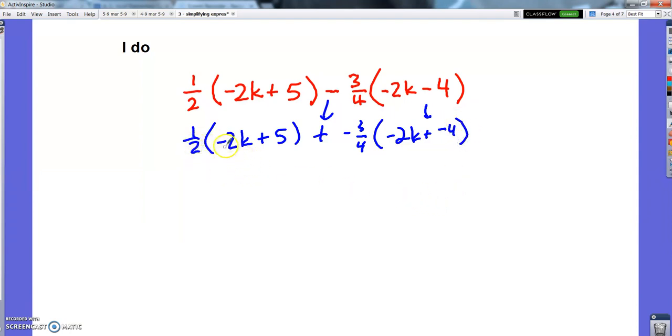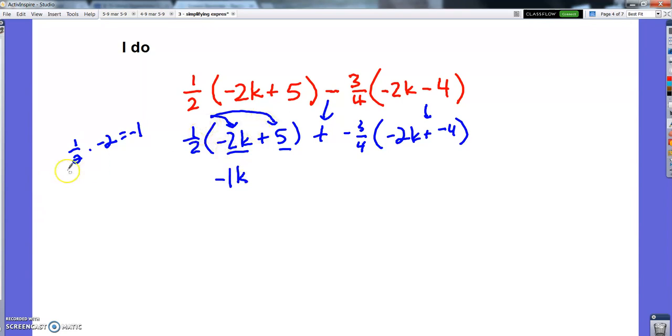So I'm going to treat this just like I would have before. If this was just a 5 out here, it would be 5 groups of this plus this. So I'd do 5 times this term, and 5 times this term. Since it's a fraction, that's totally fine. I'm just going to do the same thing with a fraction. So 1/2 times negative 2k, 1/2 times negative 2 is negative 1. 1/2 times 5 is 5/2.